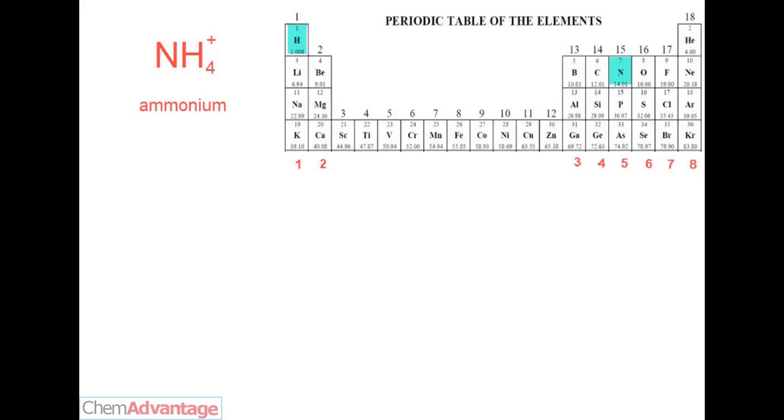So you won't be able to pick up a jar of ammonia. You pick up a compressed gas cylinder, but you will be able to pick up a jar of ammonium chloride or ammonium nitrate, which you've got to be careful with. Okay, now let's do the Lewis dot structure.